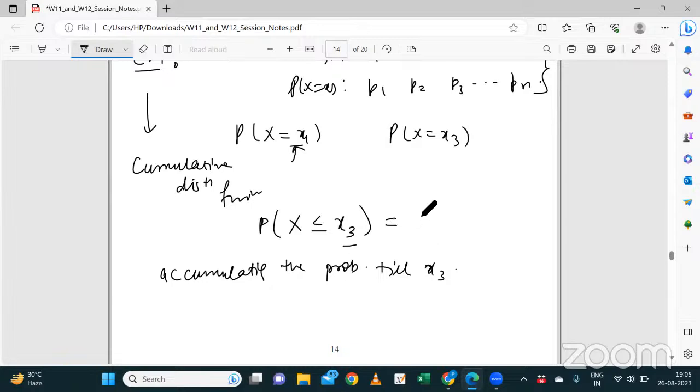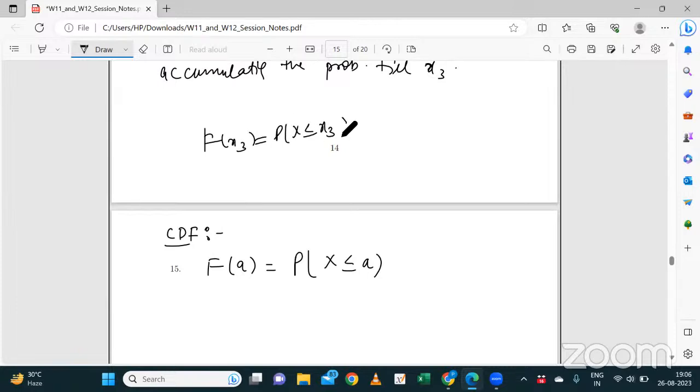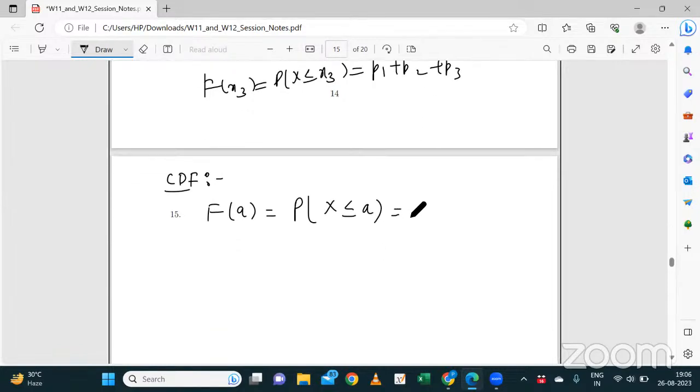Now for discrete, we add the probabilities p1 plus p2 plus p3 like this. For the CDF of a continuous variable, suppose I say F of a, that means probability x less than or equal to a. F of x3 means probability x is less than or equal to x3, where we added p1 plus p2 plus p3. In the case of continuous, we have to integrate the area, with lower limit minus infinity and upper limit a, of f(x) dx, correct? This is a very helpful thing to keep in your mind. Is this clear? Yes, sir.